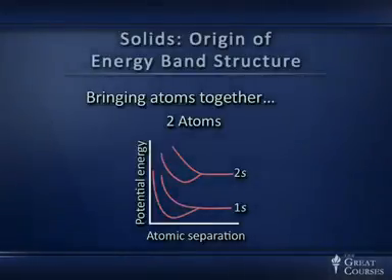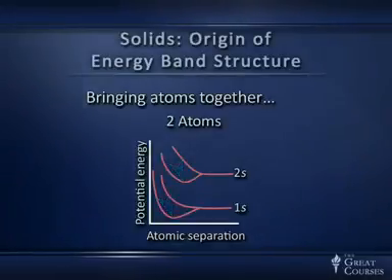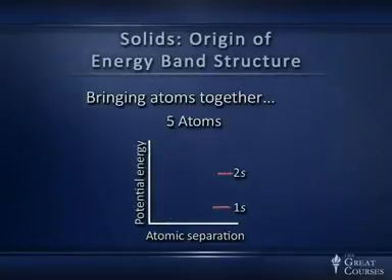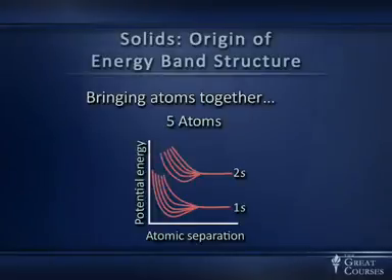As we move these atoms closer together, you see this splitting of the energy level, and you see that dip that represents a kind of equilibrium configuration. Both these energy levels have split when we bring 2 atoms together. What happens if we bring more atoms together? If we bring 5 atoms together, what has to happen is each of those energy levels splits into 5.